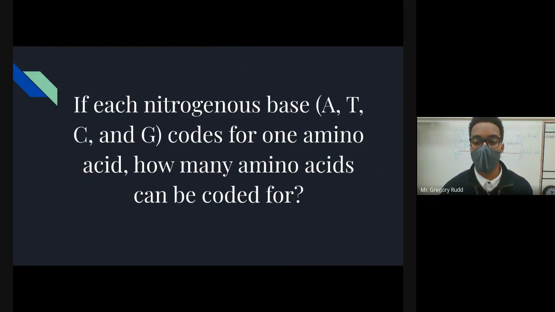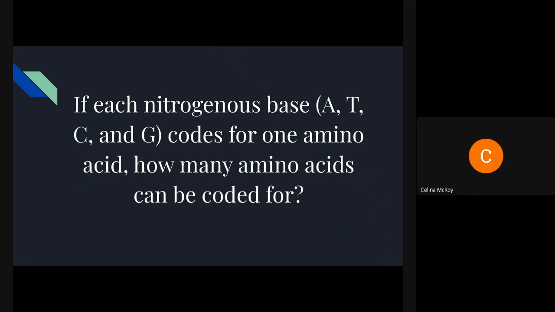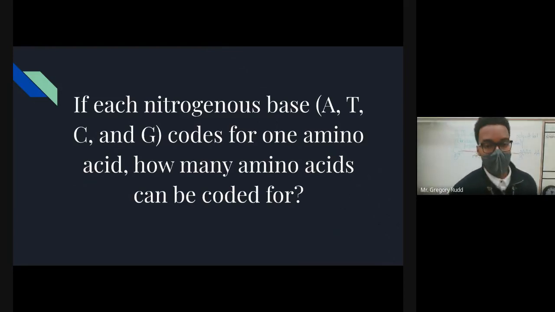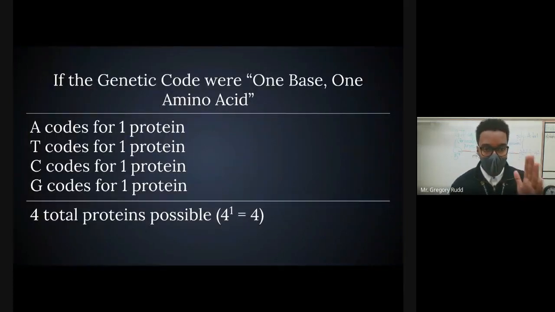Lexi just gave me the answer. Selena, what do you think? Is it 4? Yeah, it's 4. Because in that case, A codes for one protein, T codes for one protein, C codes for one protein, and G codes for one protein. That means that there are 4 total proteins possible. The math there is 4 to the power of 1, and that, of course, equals 4.